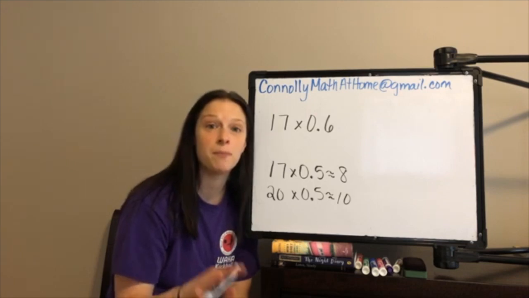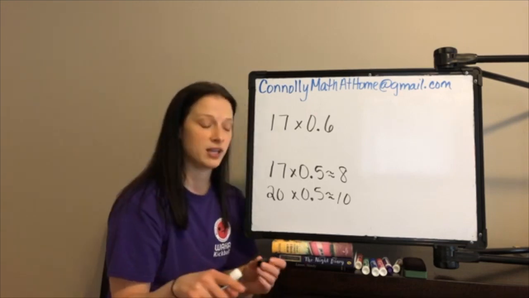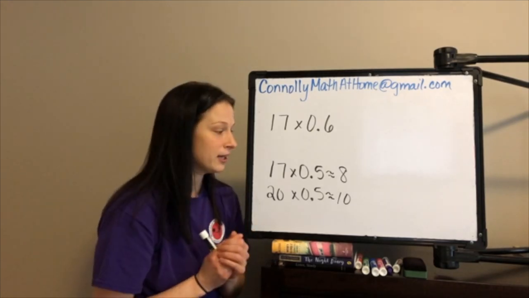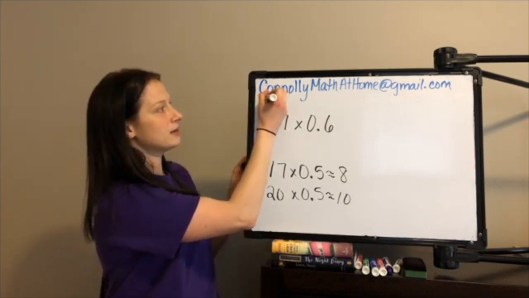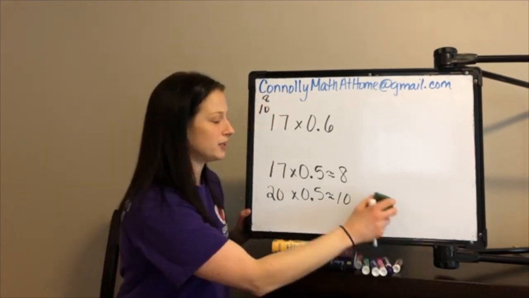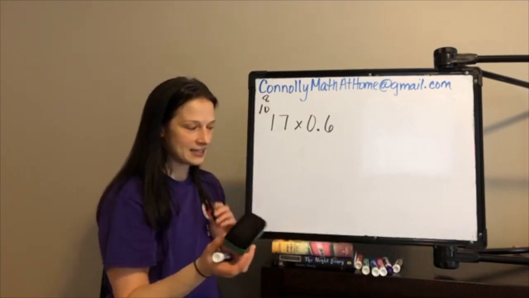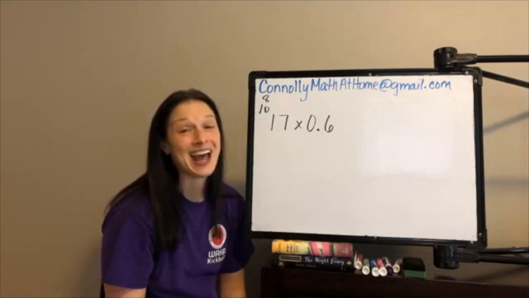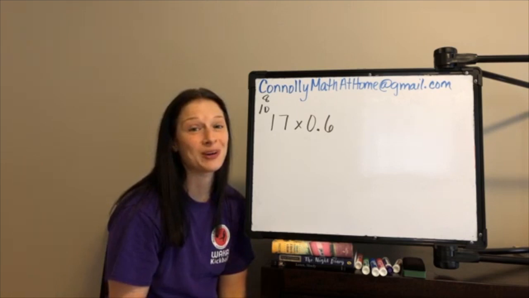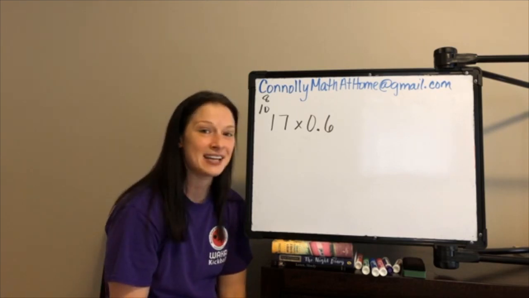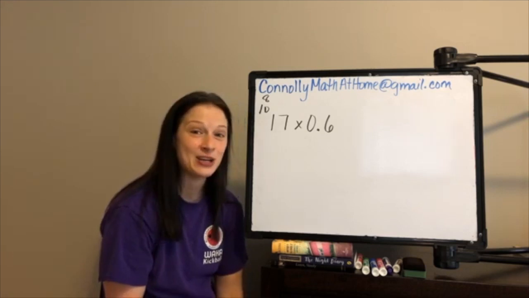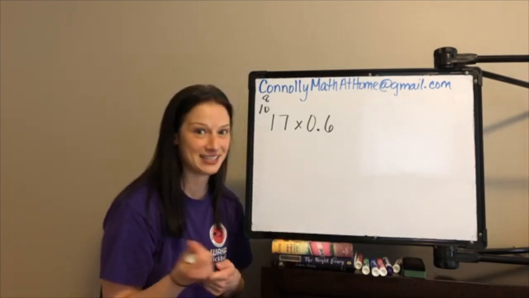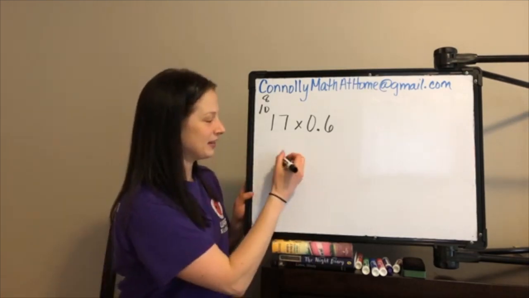We just want to know about what our answer should be so that we can double check at the end to make sure that we put our decimal in the correct place, the decimal point. All right, so I'm going to put my estimates up here to the side so we don't have too many numbers going on. And I don't want you to add 6/10 17 times. So what we're going to do is think about this as if it was whole numbers. You can use any whole number strategy you want to solve 17 times 6. All right?